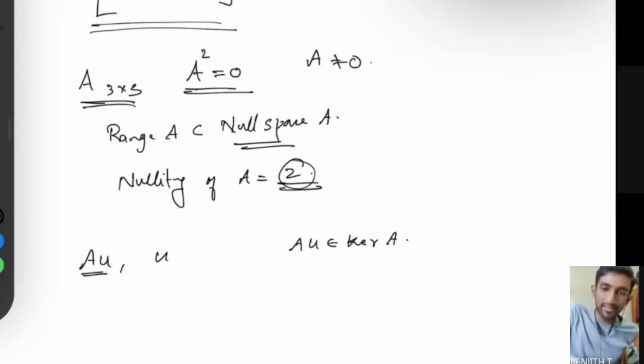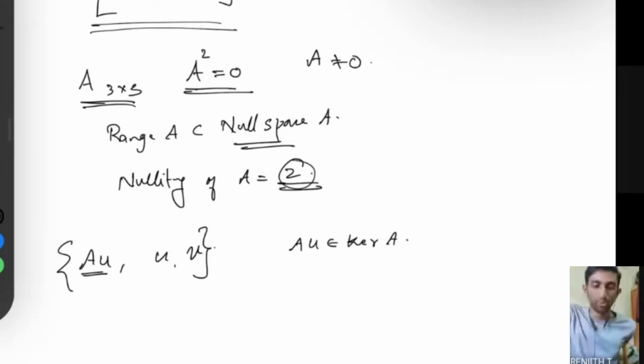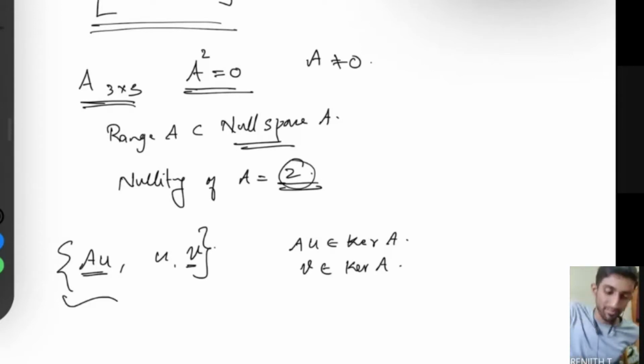Now you know that the nullity of A is 2, meaning there are 2 dimensions in the kernel. So you already got one element AU in the kernel. U is not in the kernel. So you will get one more element, some V. Since the dimension of kernel A is 2, you will get a V that also belongs to kernel A. So U and AU are linearly independent; you can prove it as before. Also, V is another linearly independent element in the kernel. So AU and V are also linearly independent, and this set forms a basis.